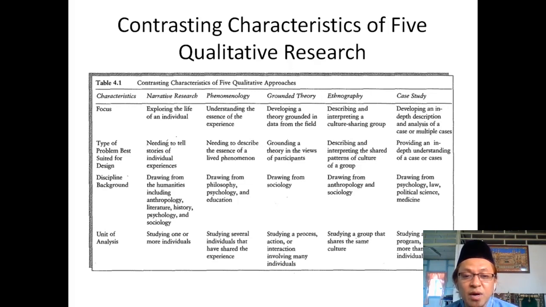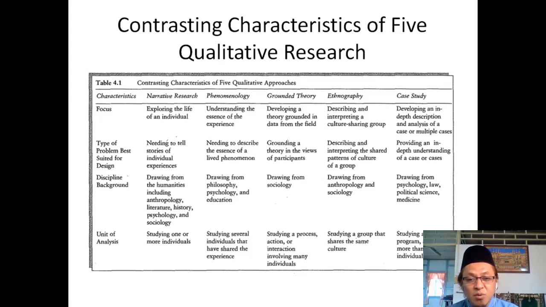So that is the focus of narrative research. Whereas for phenomenology, it originates from the word phenomenon. So a phenomenon that you want to study. A significant phenomenon, an impactful phenomenon, a phenomenon that has an essence for other people to really learn. So you want to understand the phenomenon. So the focus is understanding the essence of the experience of people undergoing that phenomenon.